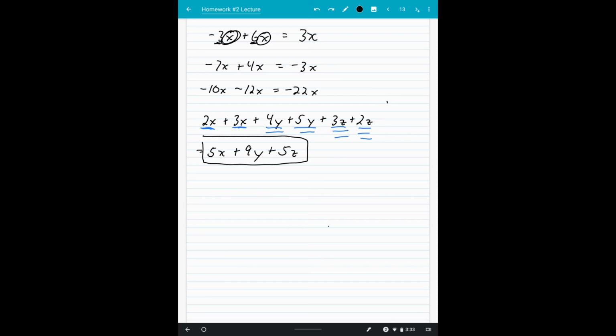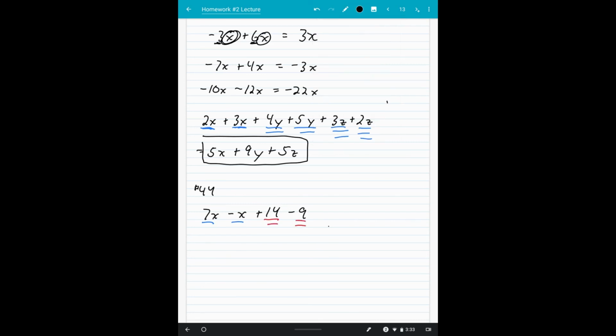Let's try a practice problem. Let's try number 44. Say we have numbers and variables: 7x minus x plus 14 minus 9. We're going to combine like terms. So x's with x's, and then numbers with numbers.